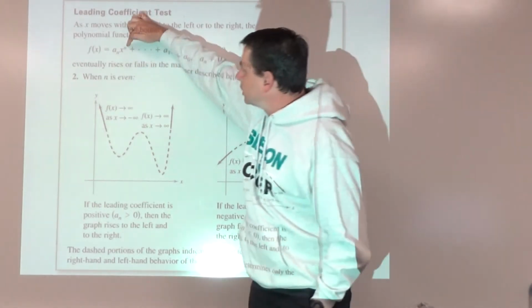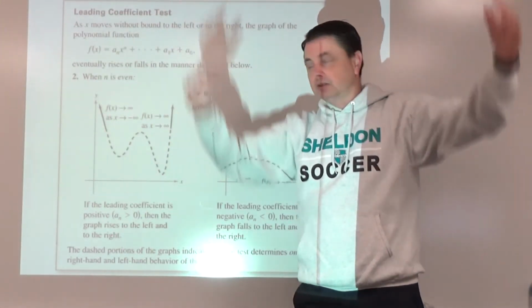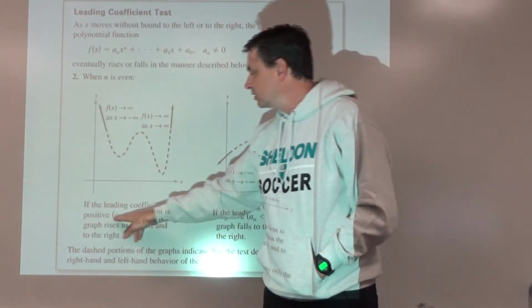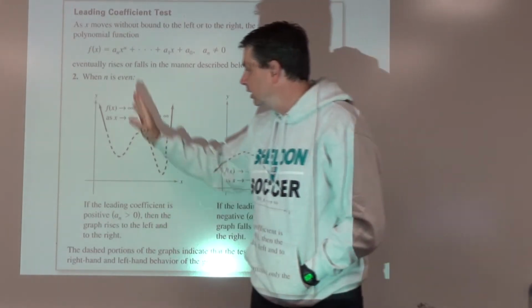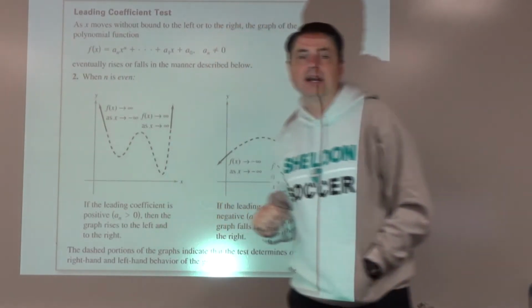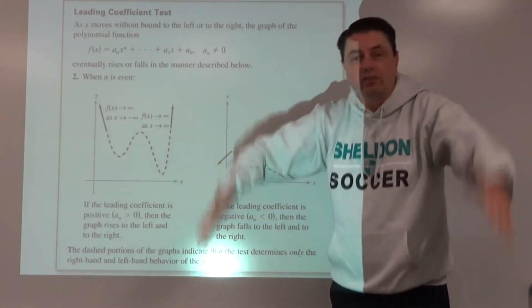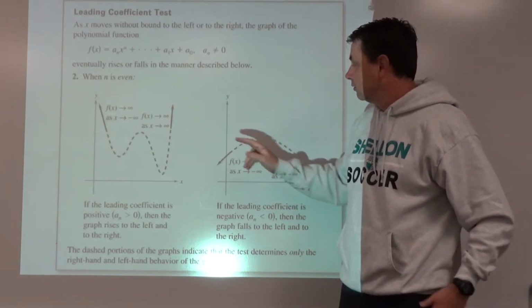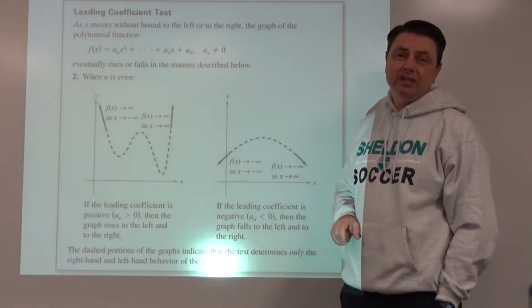Now, when our degree is even, like x squared, it's going to start high and end high as long as our leading coefficient is positive. So it's going to rise to the left and rise to the right. If the leading coefficient is negative, it's going to flip: start low, end low, falls to the left, falls to the right. We're talking about an even degree.